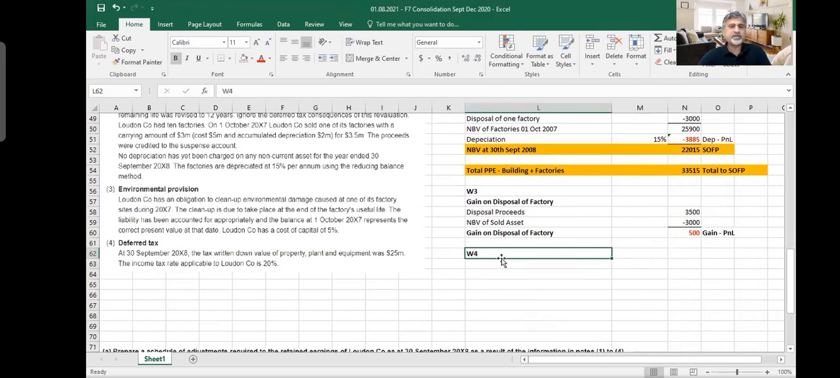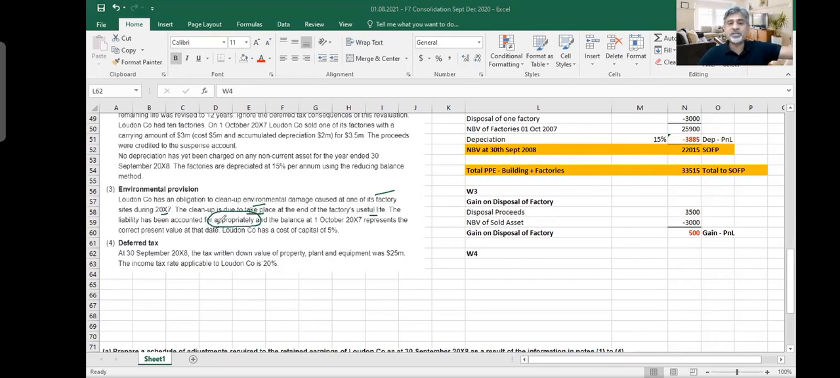Okay, then there is another working for this environmental provision, and let me call it working 4. Let's read it quickly. It's a short note. It says that Luton Company has an obligation to clean up environmental damage caused at one of its factory sites during 2007. So we already have the provision. The cleanup is due to take place, so nothing has changed. It is still a liability because we still have to do it at the end of the factory's useful life. The liability has been accounted for appropriately.